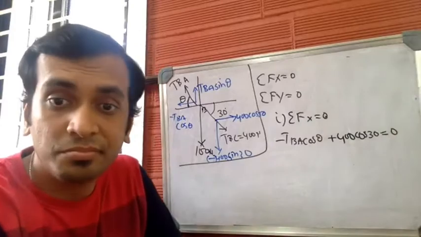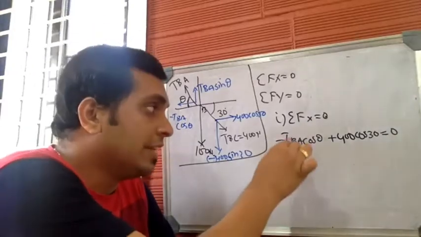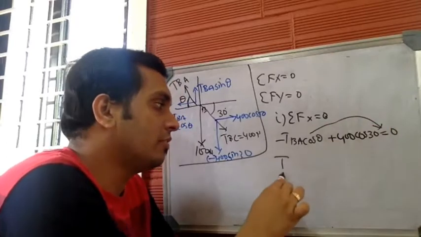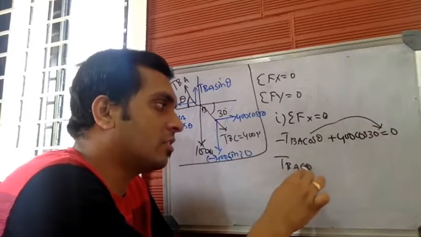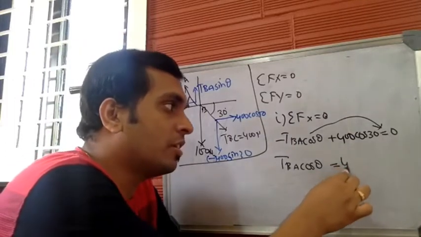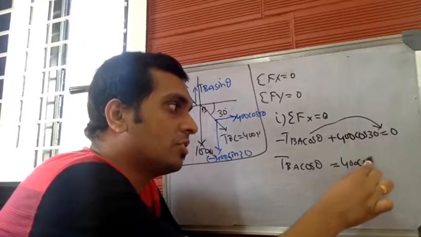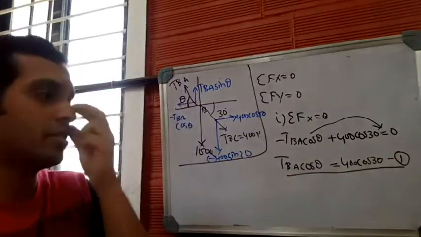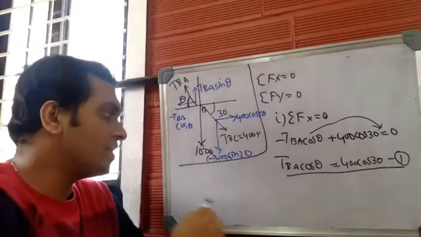You just have two forces. Let me express this in terms of TBA. Let me take this to the other side. So finally I'll get TBA cos theta is equal to 400 cos 30. Let me consider this as equation number 1.